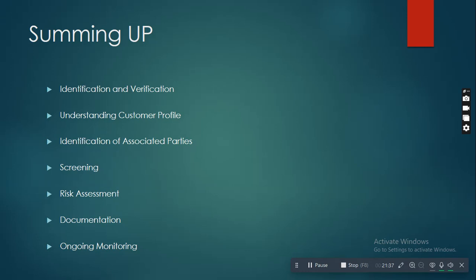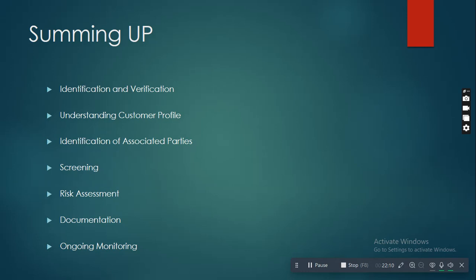Then we screen all of this in the screening phase against the databases that are available, and see if there are any matches, like a true hit, a false positive, or a potential hit. Based on all these things, the organization does the risk assessment of the client and places them into three categories: low risk, medium risk, and high risk.